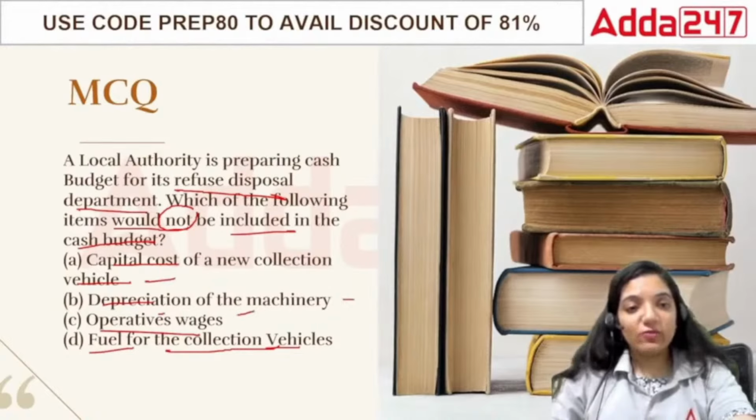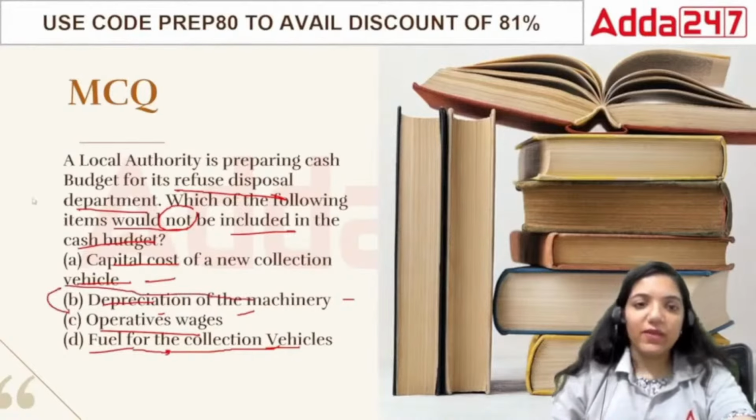In this case I would say fuel is definitely very important. Cash budget will not include B. Depreciation is not a part of the cash budget at all. That's the simple rule.